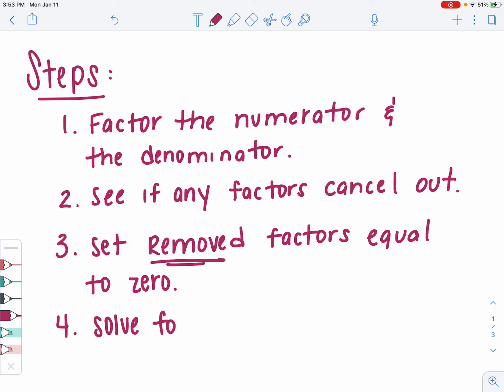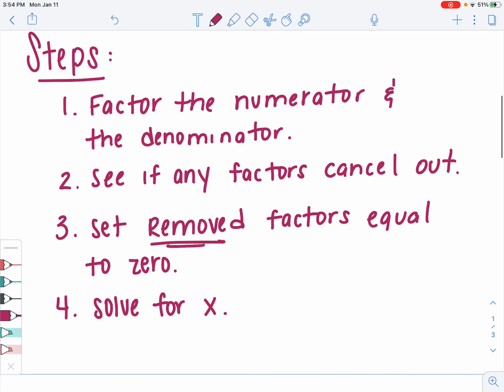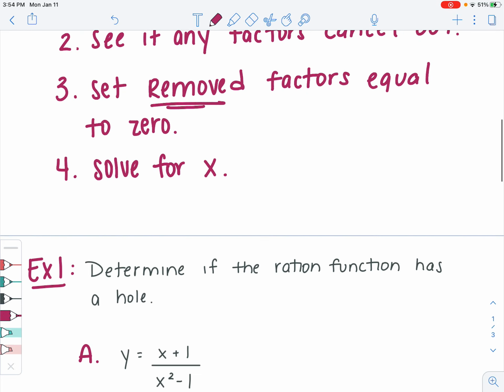Solve for x. When we were solving for vertical asymptotes, we had to factor, and when things would cancel, we just ignored them. Now that we know what a hole is, those things that we're canceling out, that's where we get our holes from. So anything that we cancel out is the factor that we set equal to 0 to get our hole. So let's look. We have a couple different examples here.